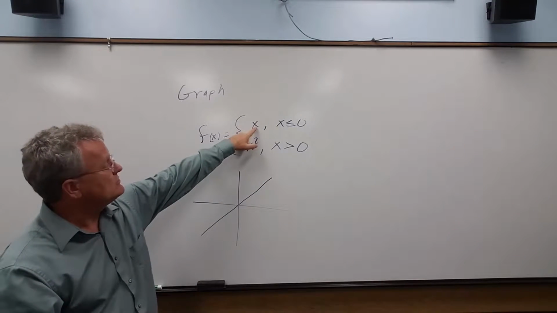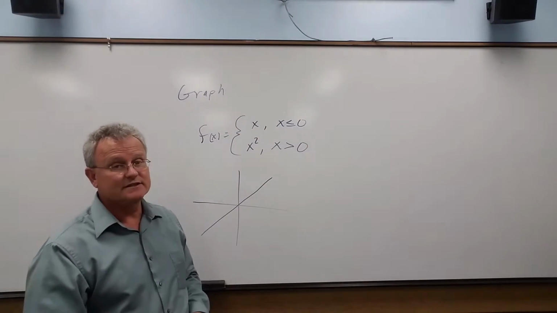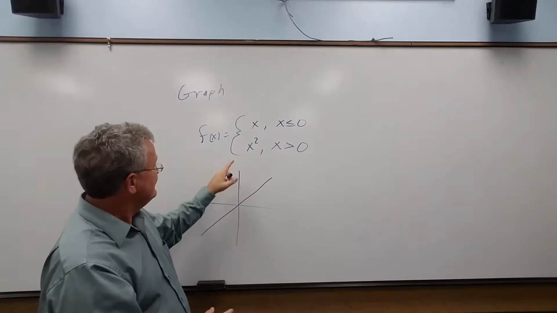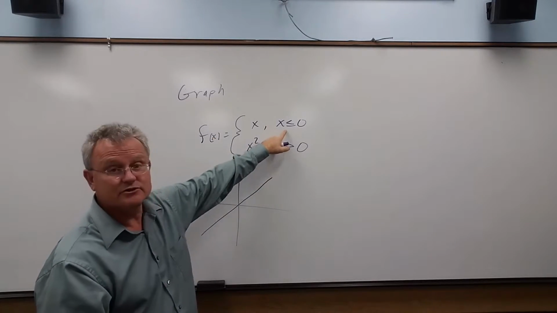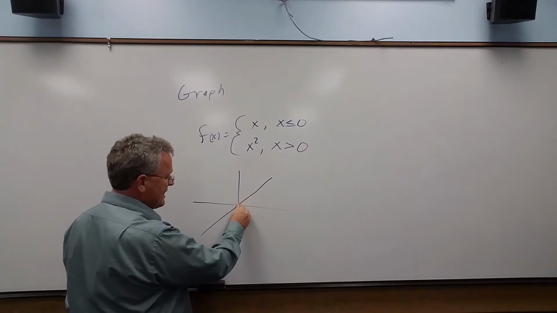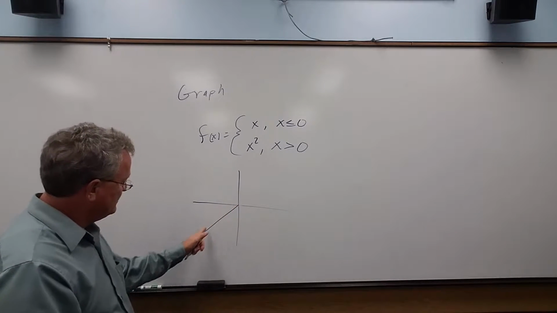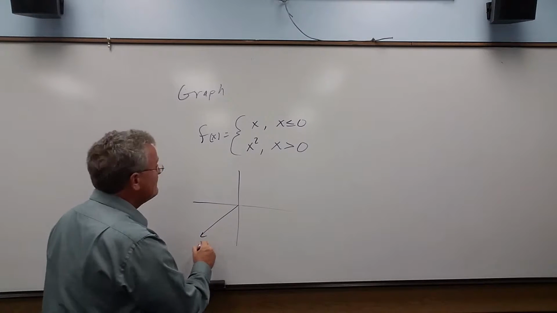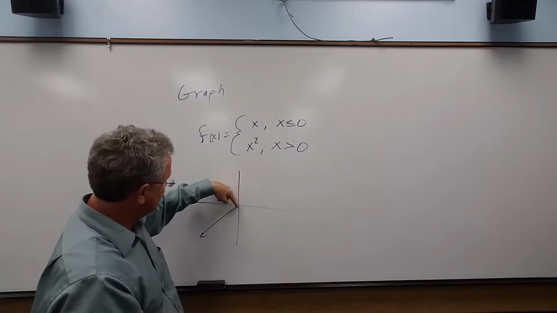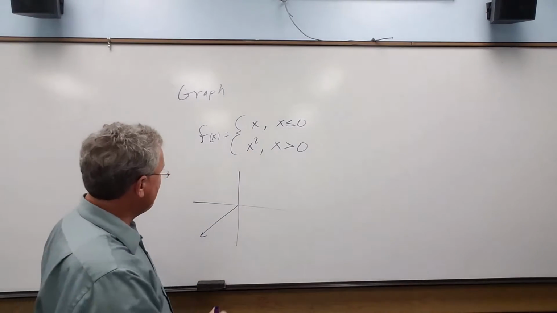However, we only want to include the part of this graph for x values that are less than or equal to 0. This is not the graph when x is larger than 0, so let's erase the part of the graph where x is greater than 0. So we erase that. So there's our graph for our x values less than 0. It's just x.